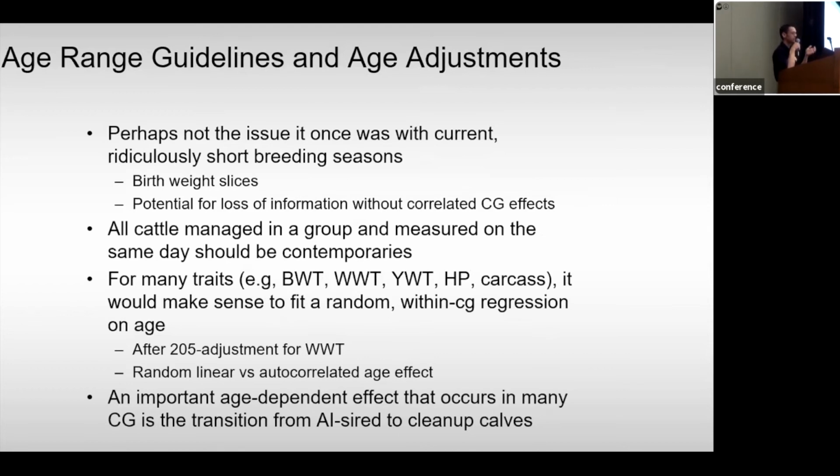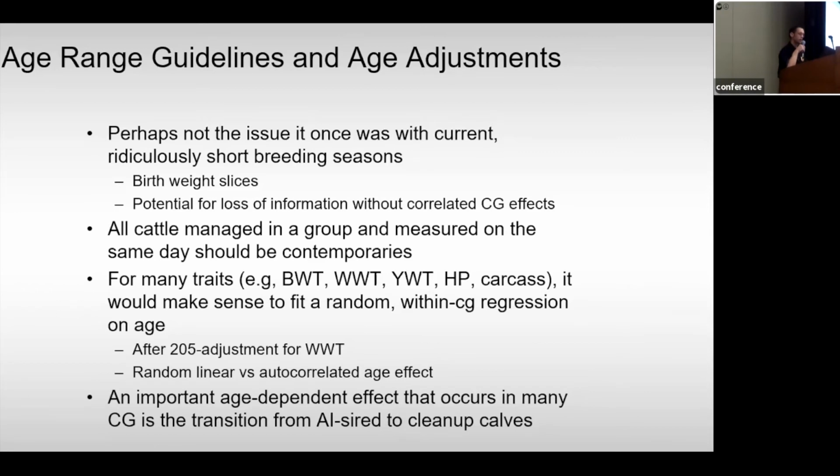part of the benefit of fitting contemporary groups as random is we can also assume that there's a covariance structure between those contemporary groups. If you think about birth weight slices as an example, you take whatever 30 or 45 days that the calves are born in, you group them together, go on to the next 30 or 45 days during the calving season, and group those animals together. If we were to fit those as random, we could actually fit kind of an autoregressive covariance structure, perhaps be able to better account for the information or the connectedness in time between those contemporary groups.